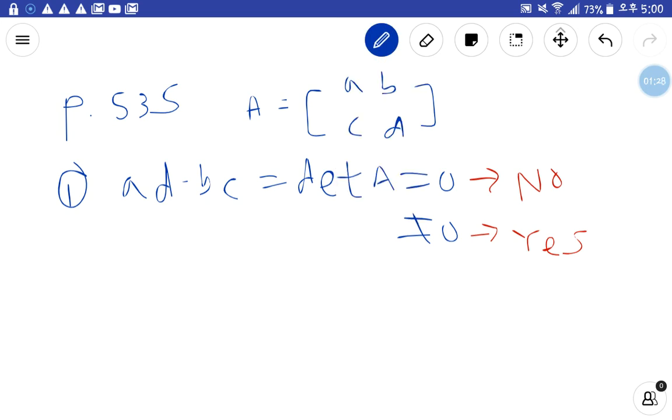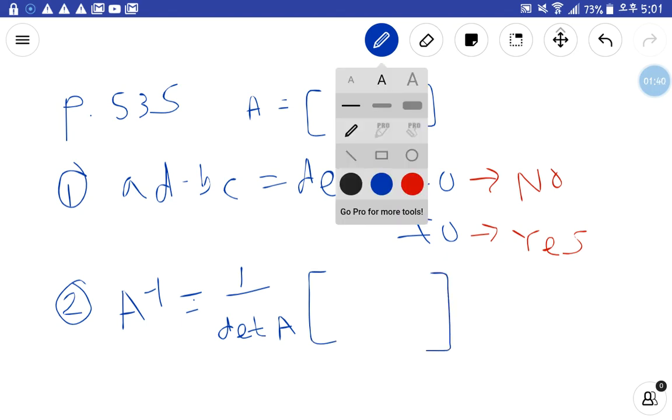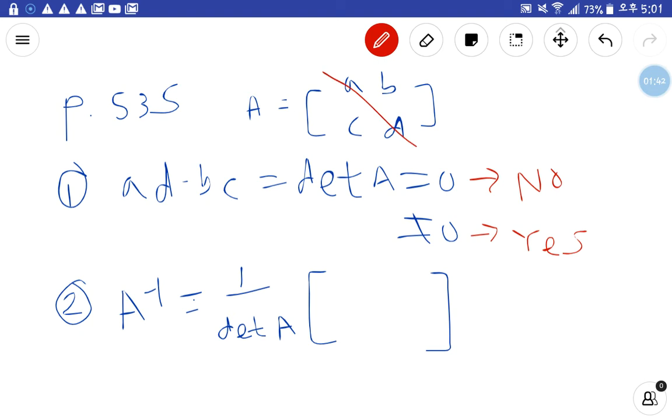Now, we can find the specific inverse matrix, which is 1 over the determinant of A, and then you have to switch around this diagonal, AD, which becomes D and A. And on this diagonal, we're having negative signs, which is the opposite sign: negative B and negative C. That's what we do.